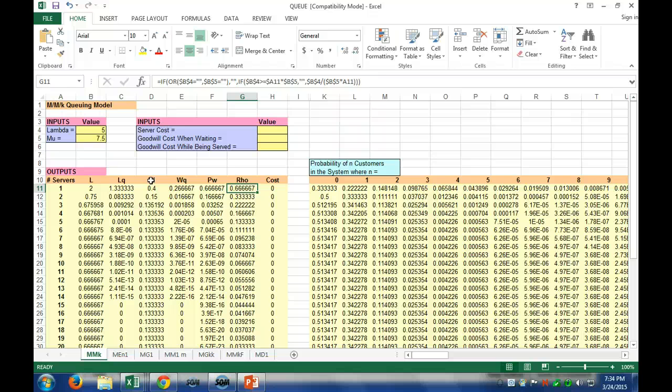Okay. All of these over here are the probability of this many customers in the system. So the probability that no one is in our system at all is 33% of the time. The probability of one customer in the system is 22%. Two customers, 14.8%. 3, 9.8, 4, 6.5, 5, 4.3, 6, 2.9, so forth and so on.